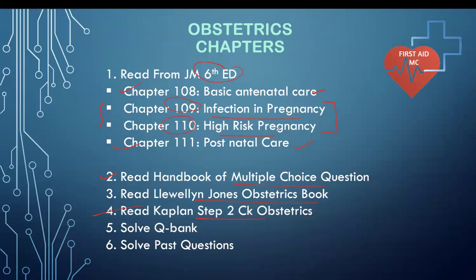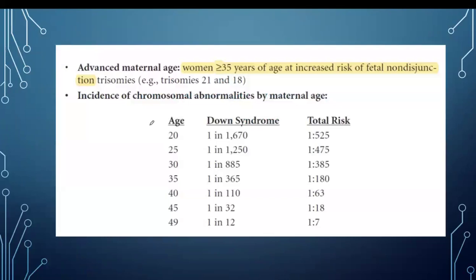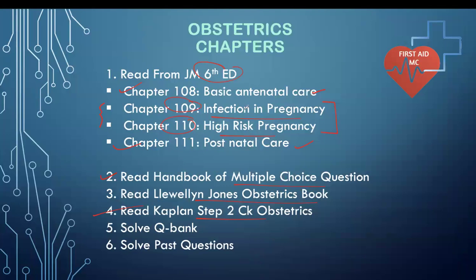Starting with high-risk pregnancy. For high-risk pregnancy, our notes have everything. So the note is all that you would need. I have included things from Kaplan Strip2CK, Lillian Jones, and also from John Murtagh. So you'll just need to go through that. Then for infection in pregnancy, we will go through that from John Murtagh.